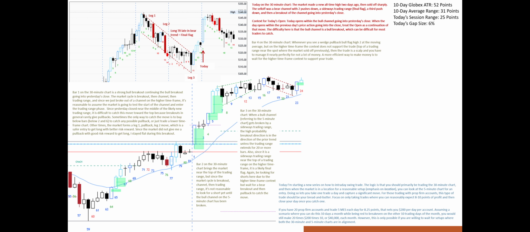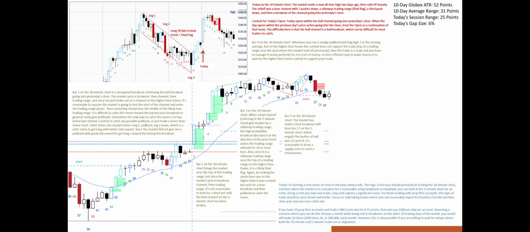Bar 4 on the 30-minute chart. Whenever you see a wedge pullback bull flag high 2 at the moving average, but on the higher time frame, the context does not support the trade. Top of a trading range near the spot where the market sold off previously. Then the trade is a scalp, and you have to manage it nearly perfectly for not a lot of money. A more efficient way to make money is to wait for the higher time frame context to support your trade.